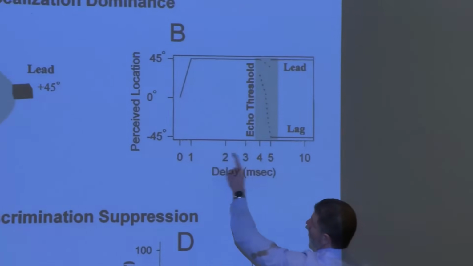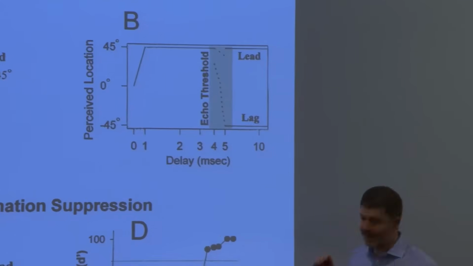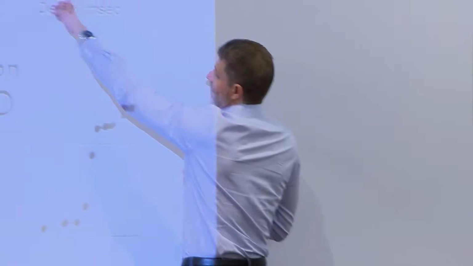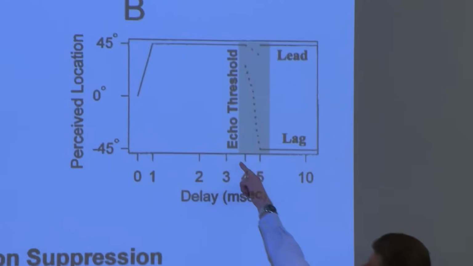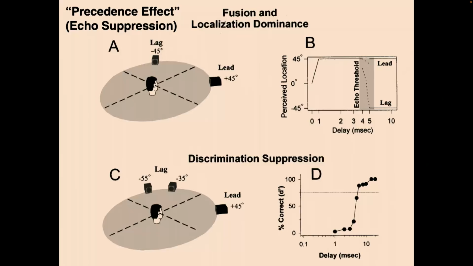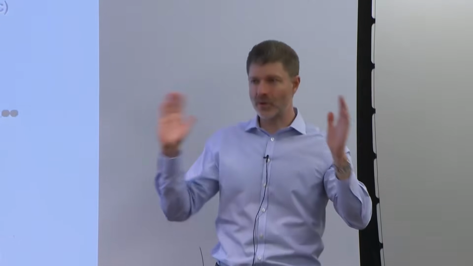But if there's a short delay of a few milliseconds, what you hear is a single sound at the location of the first click, the leading click. That's why it's called the precedence effect. The location that you hear is dominated by the initial bit of the sound that precedes the rest of the sound. So this happens for short delays, and then there's an echo threshold, which is maybe 5 milliseconds, and at that point, once the delay gets too long, you start to hear two separate sounds at the two actual locations.